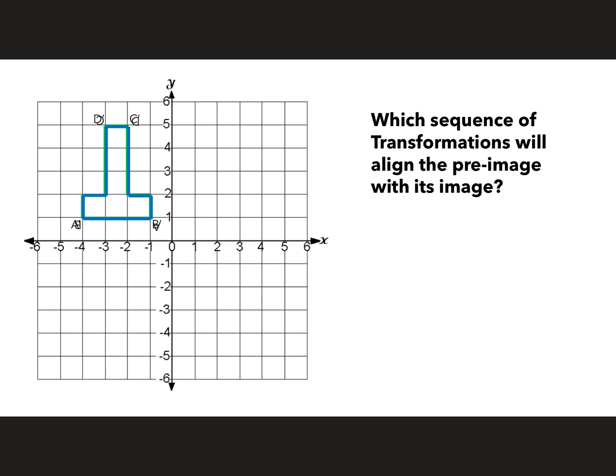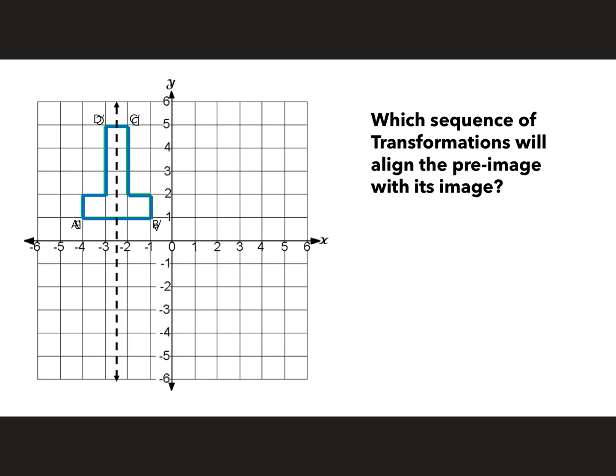Okay, that looks good, doesn't it? Ooh, except, let me pull it a little over to the side and you'll notice that my A's are not together with my A primes, my B's aren't with the B primes. How do I fix this? Well, one way is to reflect over the line where x equals negative 2.5.